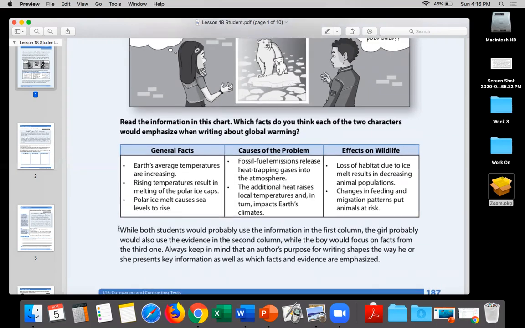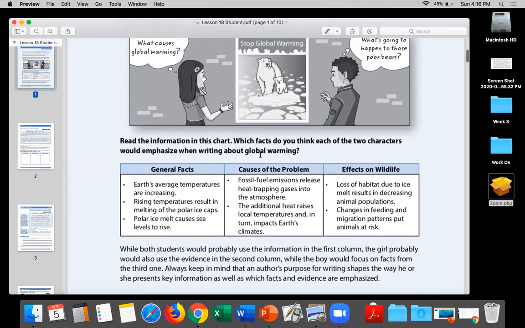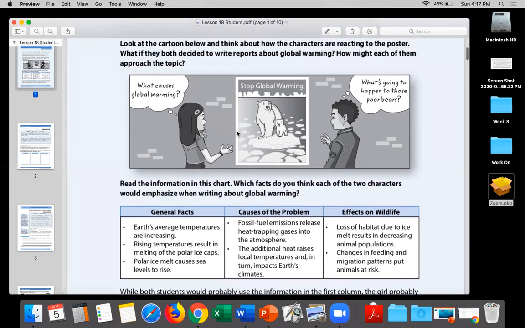All right, while both students would probably use the information in the first column, the girl probably also would use the evidence in the second column, while the boy would focus on facts from the third one. So she's worried about what causes global warming, so causes of the problem. Duh, she would think about these things. He's worried about the polar bears, so he would think more about effects on wildlife. These are general facts, so they could go with either person.